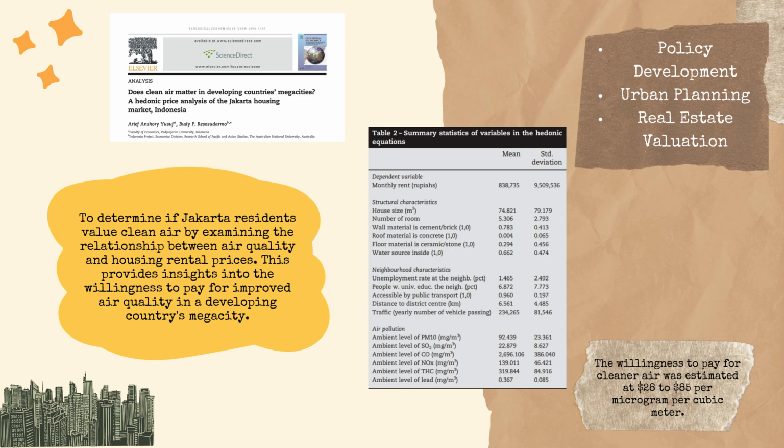Second is urban planning. Imagine being able to decide if building a park or cleaning up an industrial site is worth it. This method helps planners measure the costs and benefits, leading to smarter urban development. And last is real estate valuation. And here's where it gets interesting. Environmental quality is now a key part of property appraisals. That means buyers and sellers recognize the value of cleaner, greener surroundings.